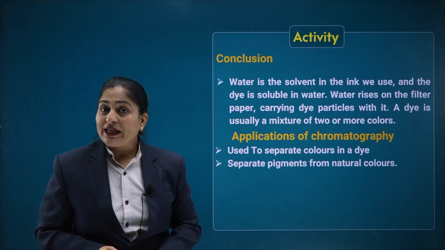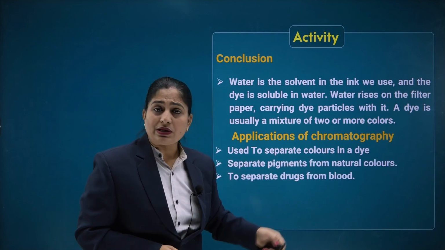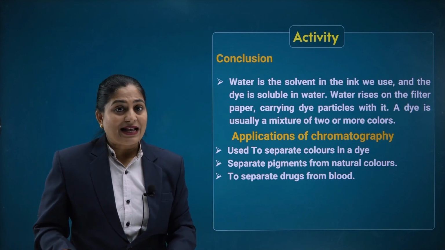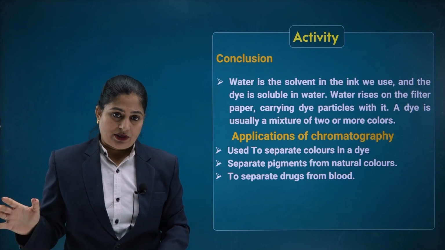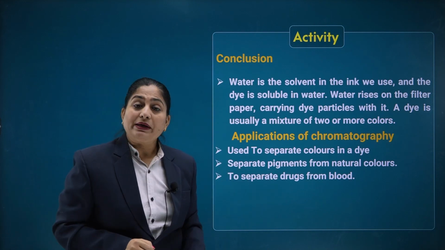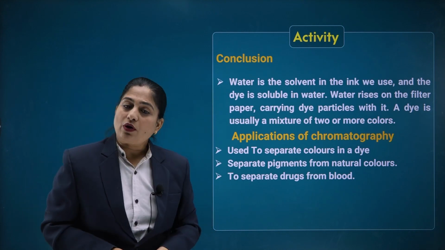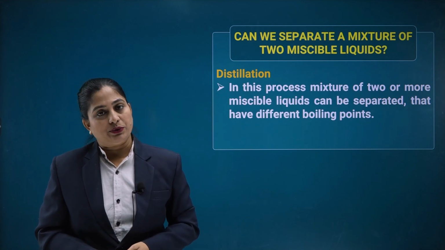Now, what are the applications of chromatography? When we talk about applications, first thing is it is used to separate colors in dye. As I have told you, it is used to separate colored components, as the name chromatography itself says. It is also used to separate pigments from natural colors. It is also used to separate drugs from blood. So this is how the application of chromatography is very useful.